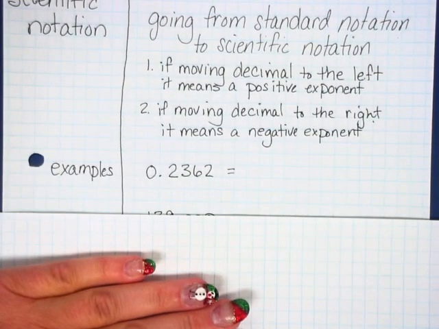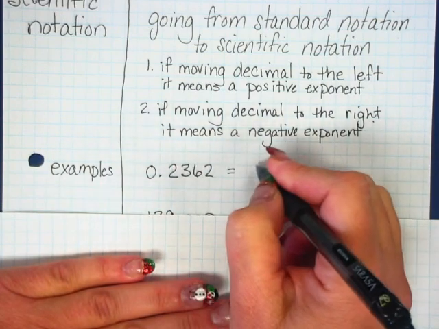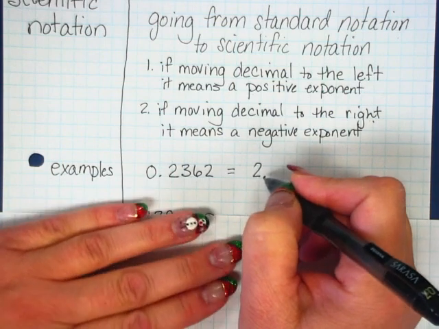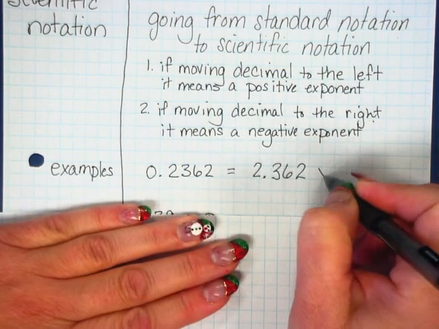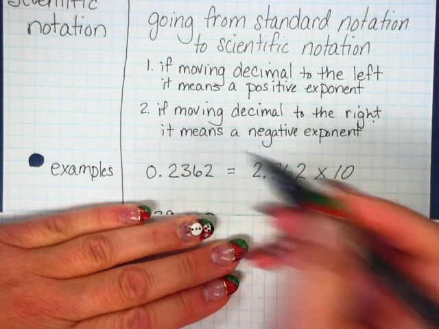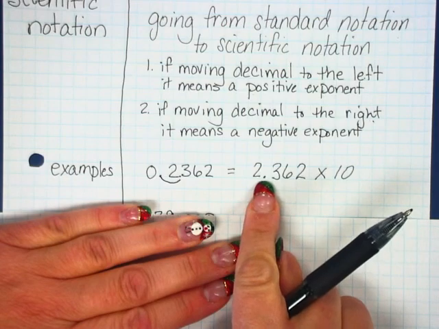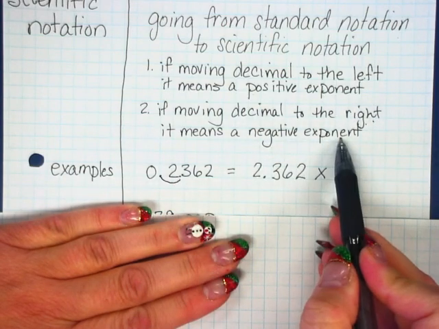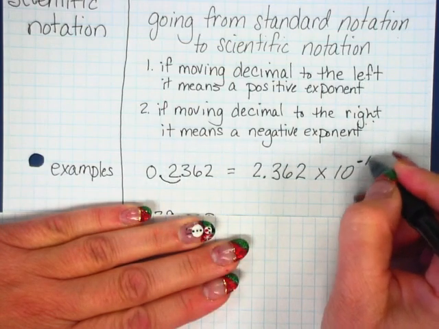Again, I'm writing from standard to scientific, so I know I need to have a non-zero number up front, then the decimal, and then the rest of the numbers times 10 to some power. I'm going to move the decimal to the right one place. That's where I have it. I moved it to the right. If I'm moving to the right, I know I need a negative exponent. I moved it 1 to the right, so it's negative 1.